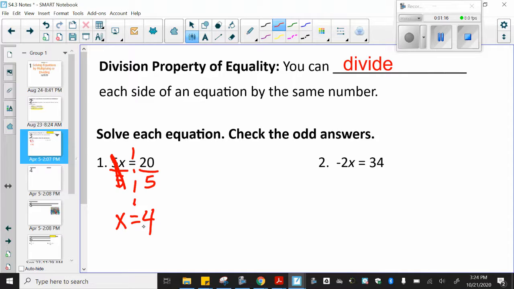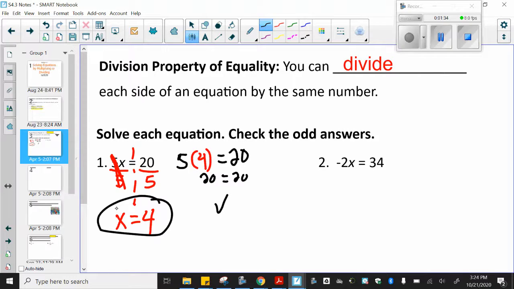All right, we can plug that back in. We can say 5 times 4 equals 20. 5 times 4 does make 20. So 20 equals 20, check. x equals 4. All right, let's look at the next one.